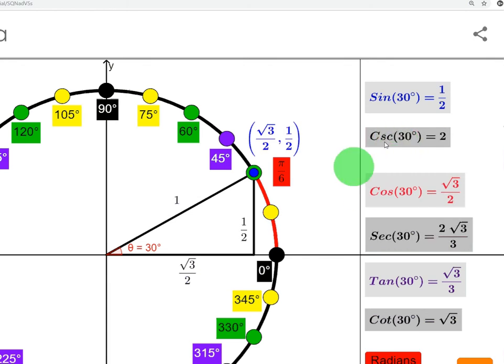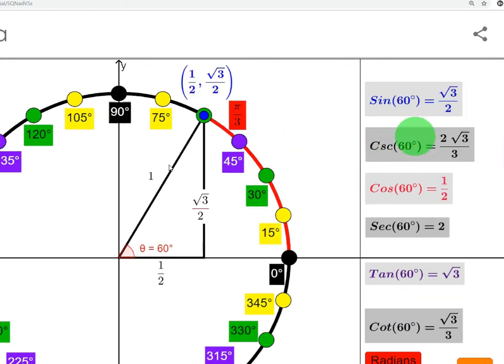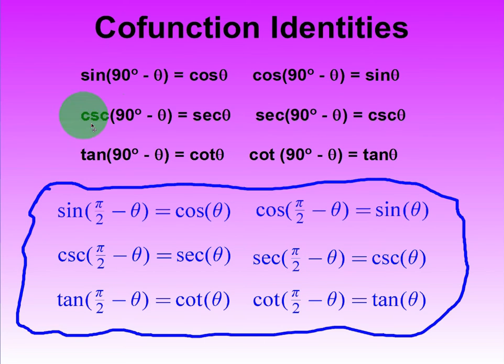Cosecant and secant work the same way. Cosecant of 30 is equal to secant of 60, and so on and so forth. So the second cofunction identity is that cosecant of 90 minus theta is equal to secant of theta, and secant of 90 minus theta is equal to cosecant of theta.